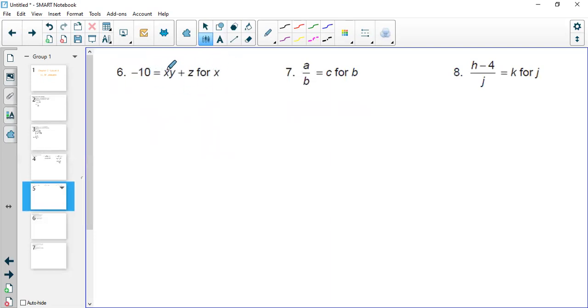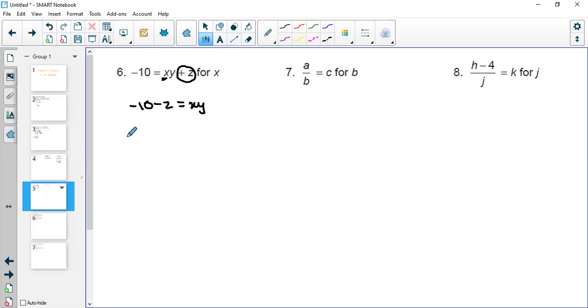Okay, this one: negative 10 equals xy plus z, solve for x. So we have to remove the y. But before that, we have to remove the z from here because it's separated by a plus sign. When the plus z moves to the other side, that will become a minus z, so negative 10 minus z equals xy. Now again, x and y are together, which means x multiplied by y. So we need to move the y.